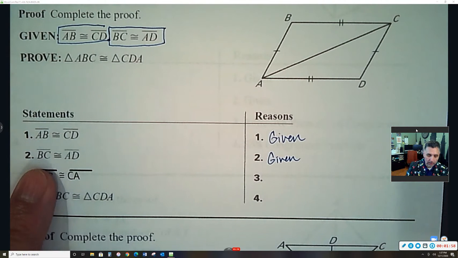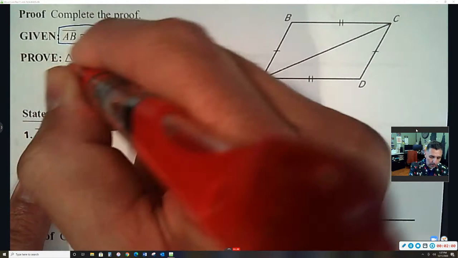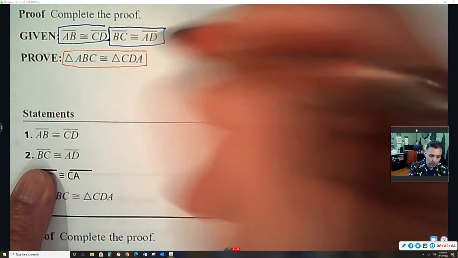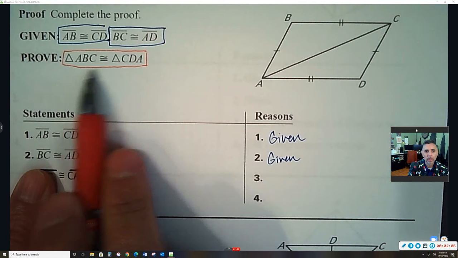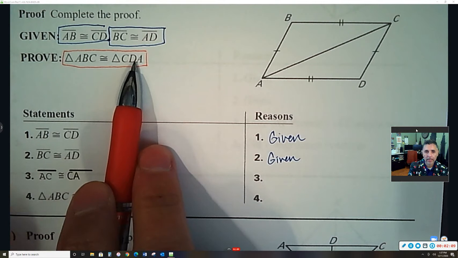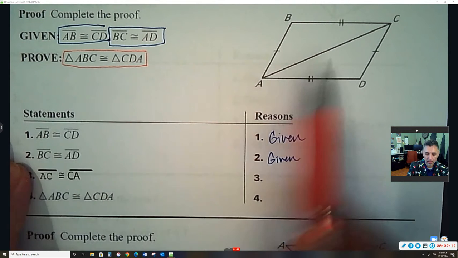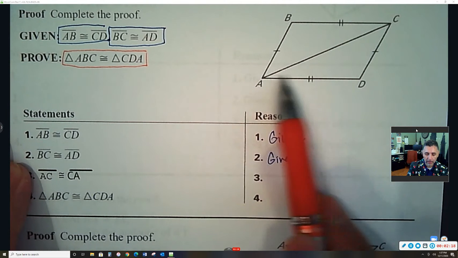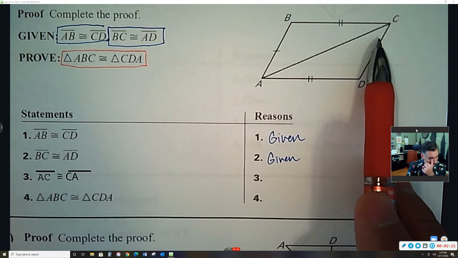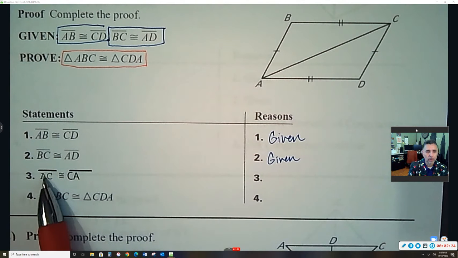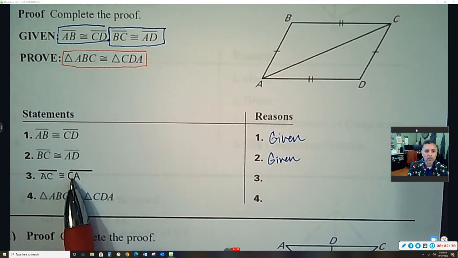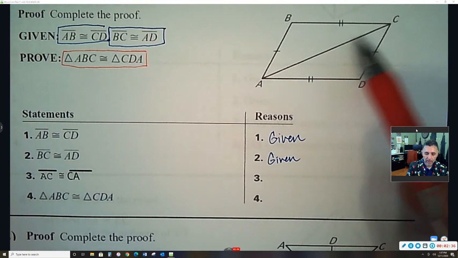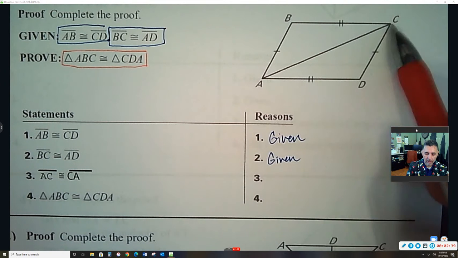Now what we're trying to get to is the proof that you have one triangle congruent to another triangle. Okay, and in this case, this triangle ABC, which is the top triangle here, we want that to be congruent to CDA, which is this bottom triangle here. Now, whenever you have a statement like this, where the two letters are the same, so here's AC and here's CA, even though they're not in the same order, it's referring to the same line.